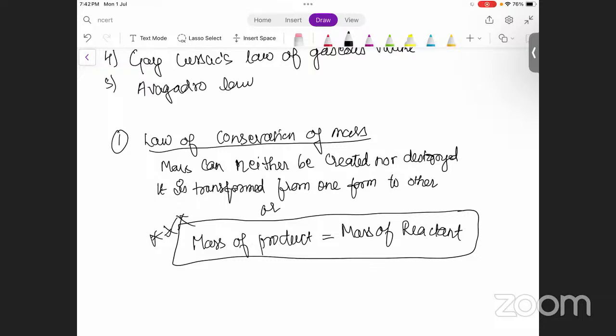Now, what's the use of this? The use is that whenever we are doing any reaction, whatever mass we took will be transformed to some other compounds. But in that whole process, whatever mass we have started with will remain the same. And that is the reason that we balance the chemical reaction. There we are following the law of conservation of mass, because in that case the mass of the product has to be equal to the mass of reactant.